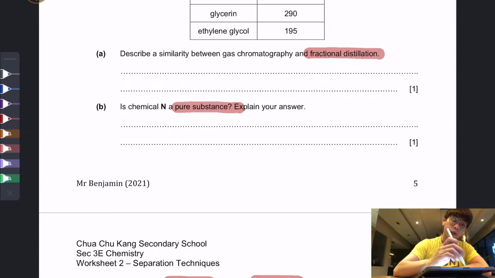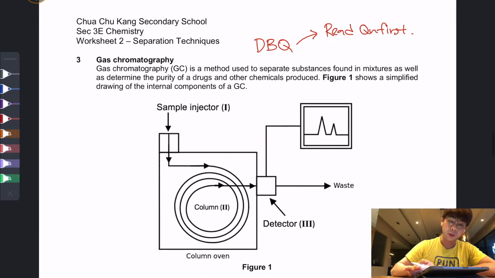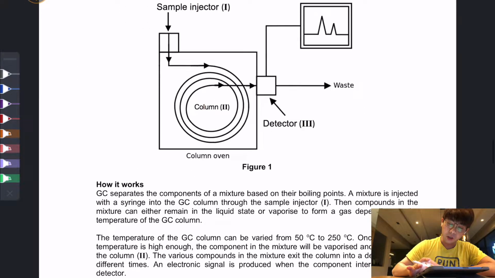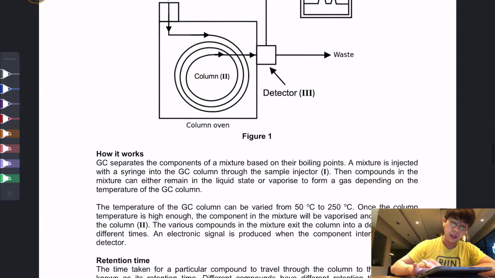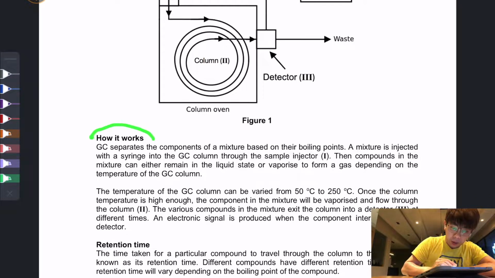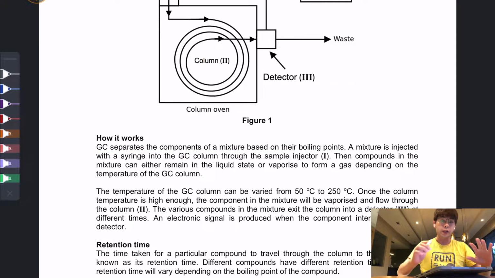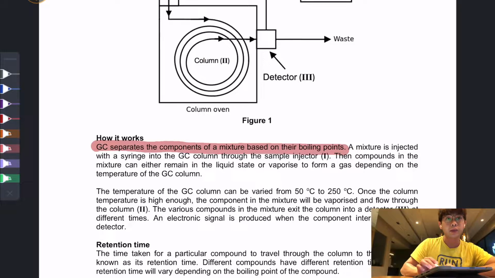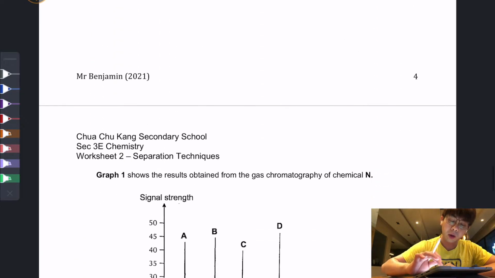So the first one, describe a similarity between gas chromatography and fractional distillation. Firstly, we have no idea what gas chromatography is. However, when I read through the passage, I see that there's something that says how it works. I've read that GC, gas chromatography, separates the components of a mixture based on the boiling points. Because I've applied the correct strategy, I really zoom in. I'm looking for something like fractional distillation, and this is my evidence. So how do I write my answer then?